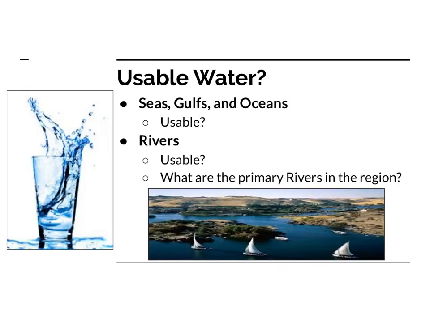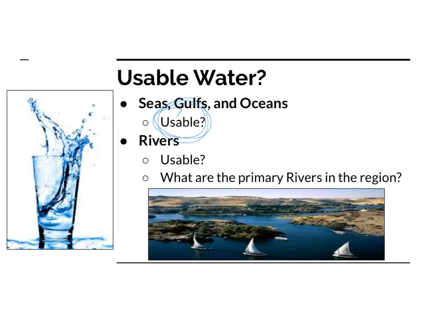Okay. All right. So now we're talking usable water. Seas, gulfs, and oceans. Is that water usable? And by usable, can you drink it? Can you cook with it? Can you bathe in it? Is it something that you could water plants with, water crops with? So you can tell me whether or not that is.